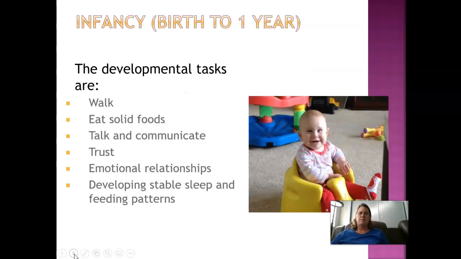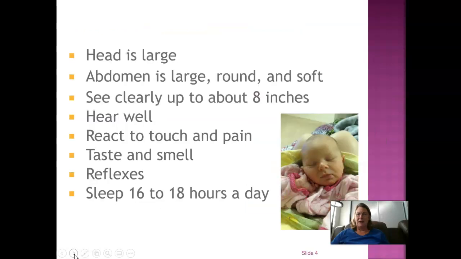So in infancy, from birth to 1 year of age, there are a lot of developmental tests happening with kids. They're learning how to walk. They start eating solid foods. Usually they start out being breastfed or bottle fed, and then after a few months, they start taking a few bites of blenderized food. They learn how to start talking and communicating with their caregivers. They develop trust relationships, emotional relationships with the people caring for them. And hopefully they start developing some stable sleep patterns and feeding patterns.